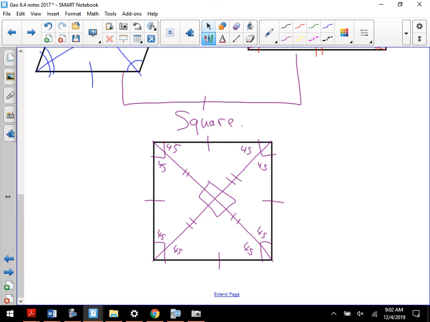Okay. What happens here with the square is it just gets everything. All four sides are the same. All 4 right angles are base angles.